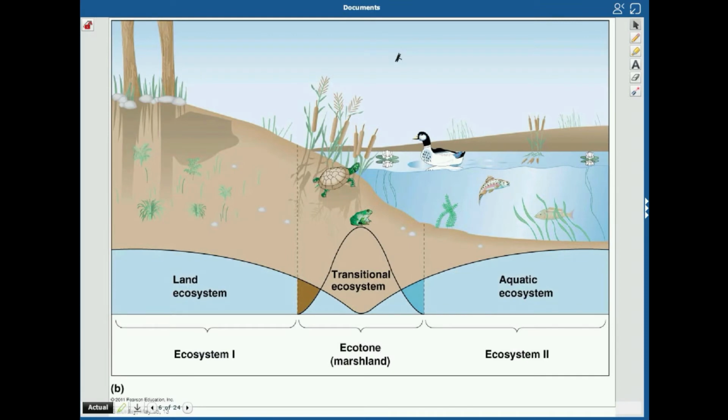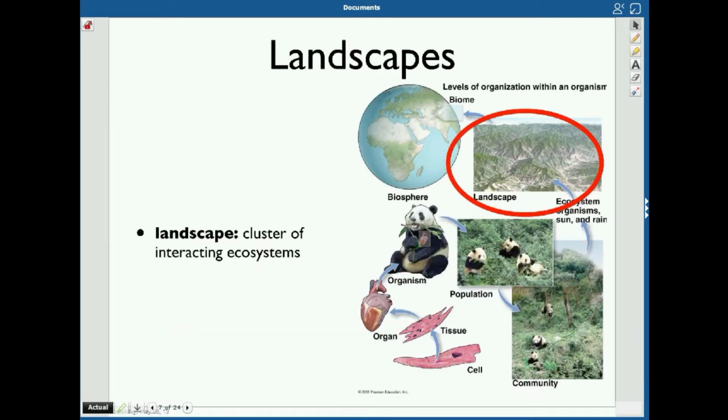This is the same thing in an aquatic ecosystem. So this is definitely land, above high tide. This is definitely aquatic, everything here is underwater. But then you have this transitional ecosystem where you've got some land, some water, and some critters that live in the middle. We would call that an ecotone. And then landscapes are just clusters of interacting ecosystems. Where you've got that land area and the aquatic, that whole area could be considered the landscape.